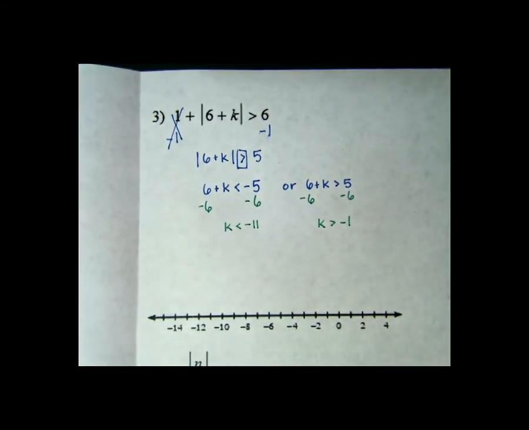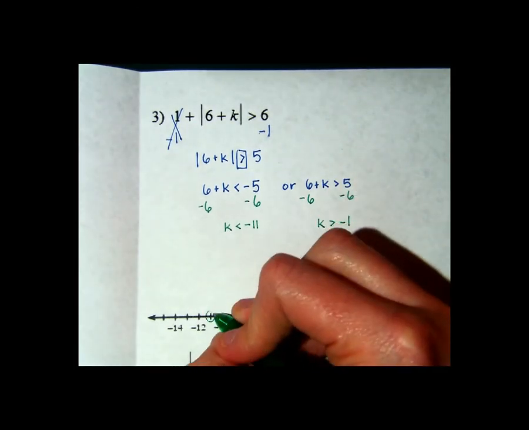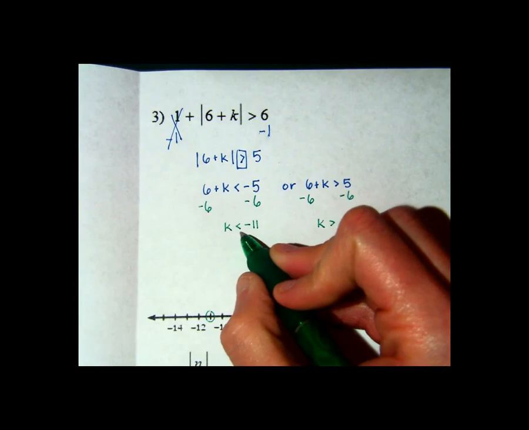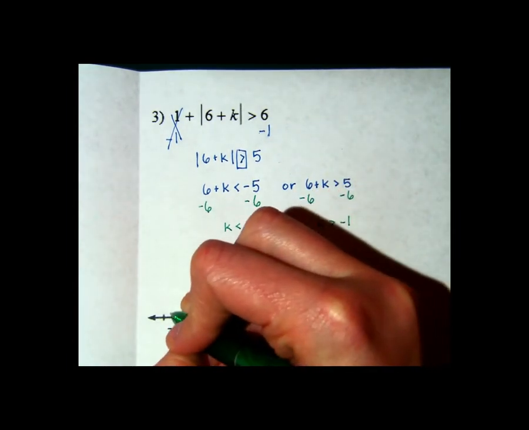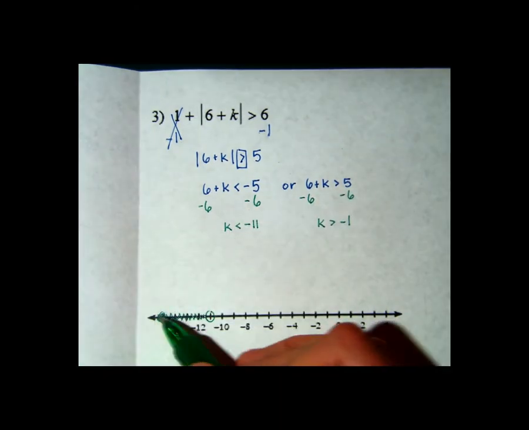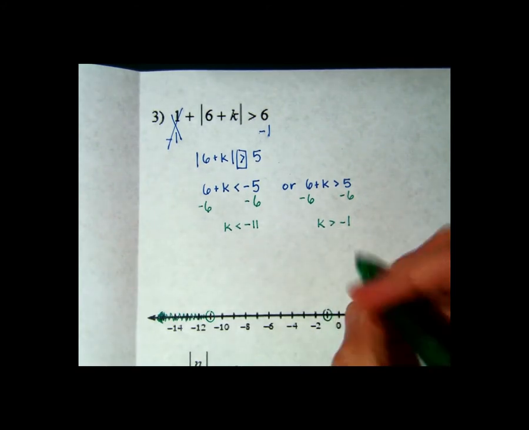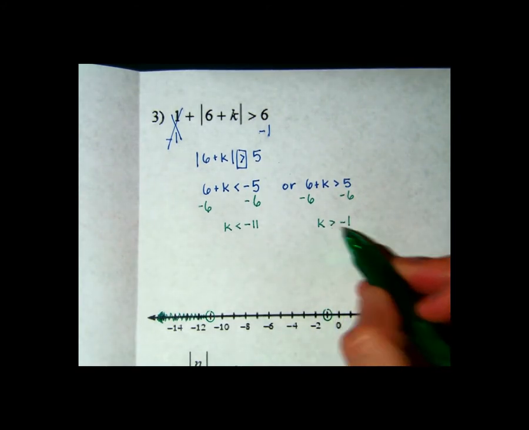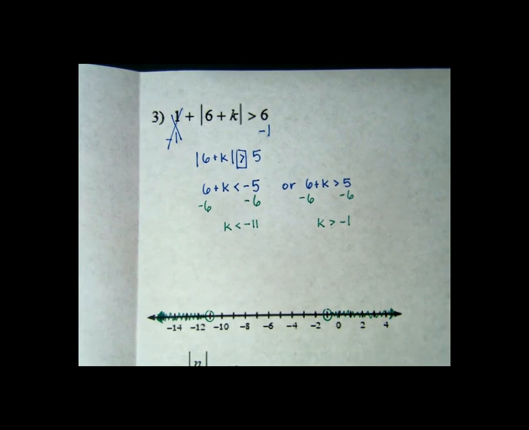We're now going to graph it. So let's graph this one by looking at, we're going to circle negative 11. It is open because there's no symbol underneath. And I'm going to shade to the left because it's all the numbers that are smaller than negative 11. Drew an arrow because it goes on forever. Alright, and k is greater than negative 1, so circle negative 1. Again, it's open because there's no or equal to at the bottom, and shade to the right because it's the numbers greater than negative 1. There's how an or compound inequality looks.